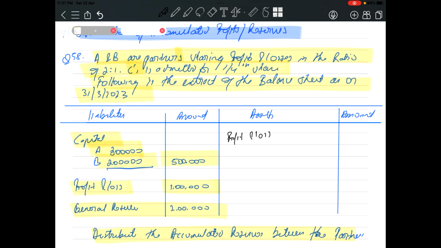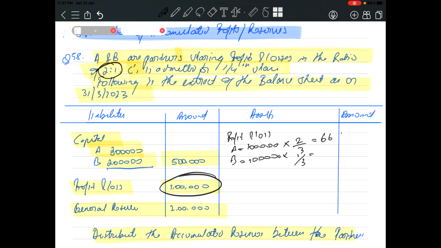Profit and loss, I'll just solve it here. See, what is the amount of profit? 1 lakh. Now this will be shared in the old profit sharing ratio, which is 2:1. So how much will A get? He will get 66,666. And how much will B get? B will get 33,334. So the total will be 1 lakh.